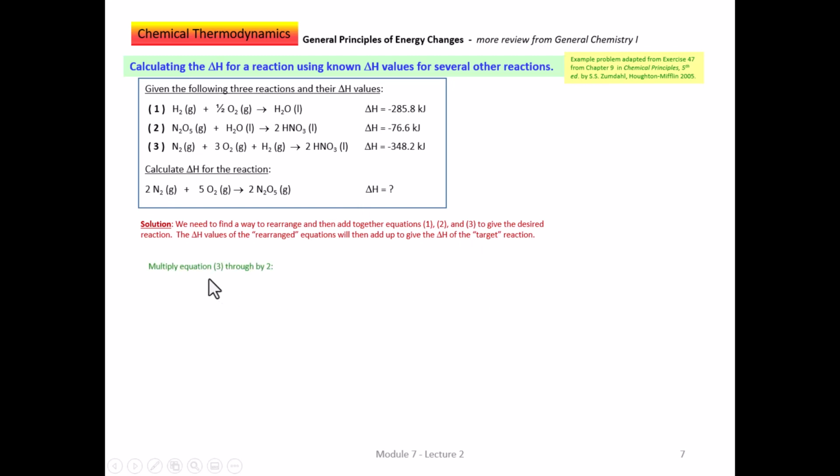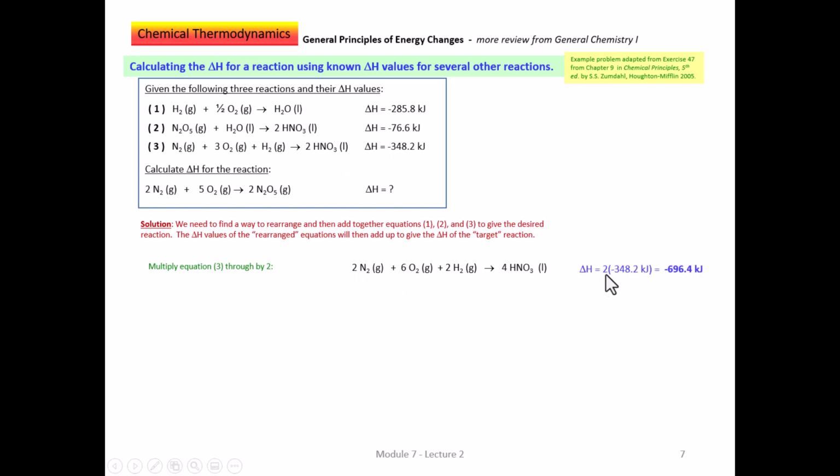I'm going to start by taking equation 3 and multiplying through by 2. So when I do that, I multiply everything here through by 2, which means I have to multiply the deltaH by 2.